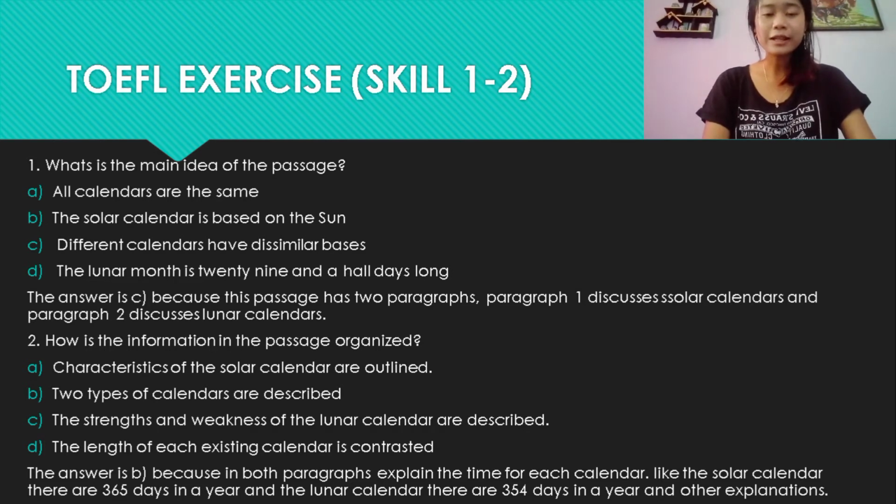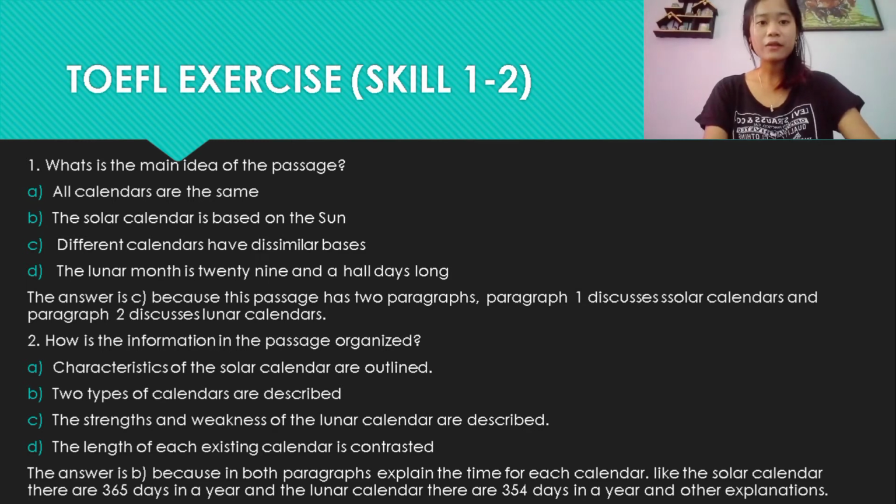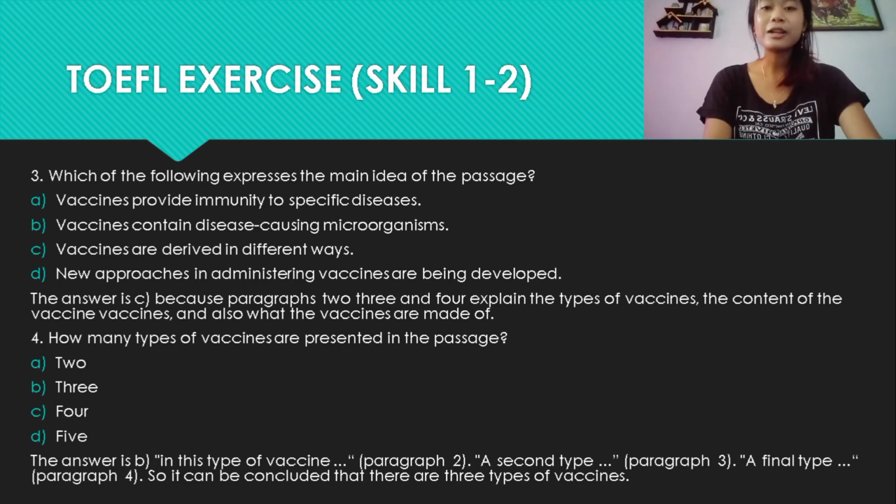The answer is B, because both paragraphs explain the time for each calendar. Like the solar calendar, there are 365 days in a year, and in the lunar calendar, there are 354 days in a year, and other explanation.